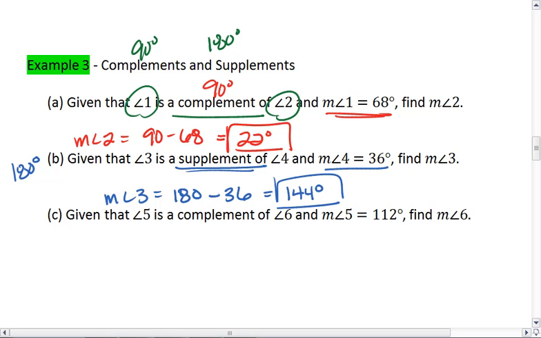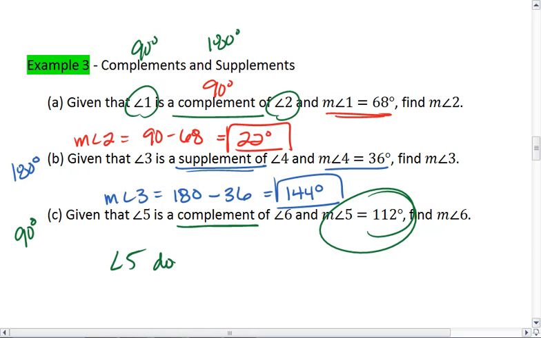Then lastly, 5 is the complement of 6, which means they add to 90. We know that 5 is 112, which means it's not possible for angle 6 to have a measure. In fact, angle 5 does not have a complement. It's too big. If an angle is more than 90 degrees, it does not have a complement. And that's what we'll write. Angle 5 does not have a complement.